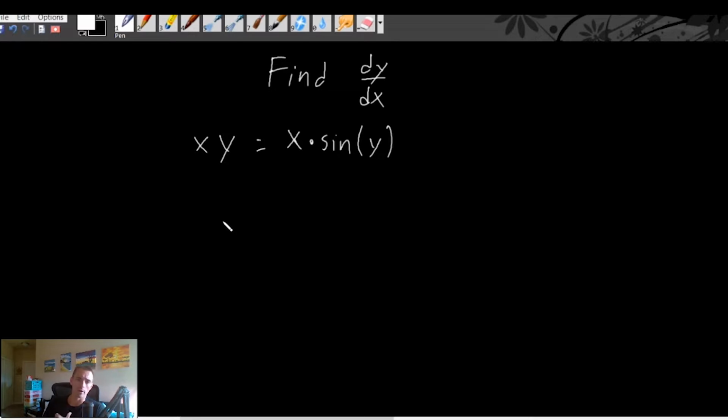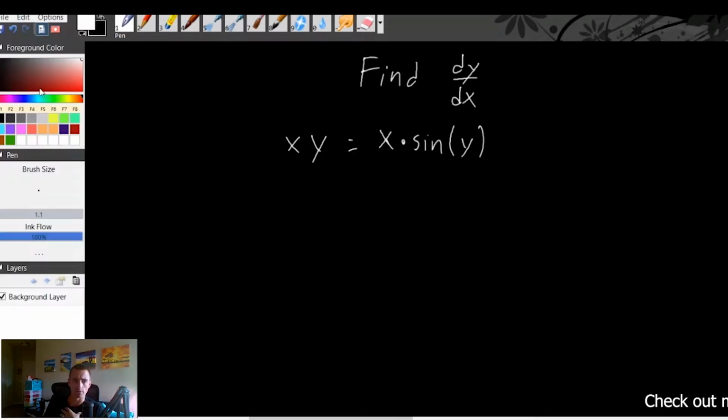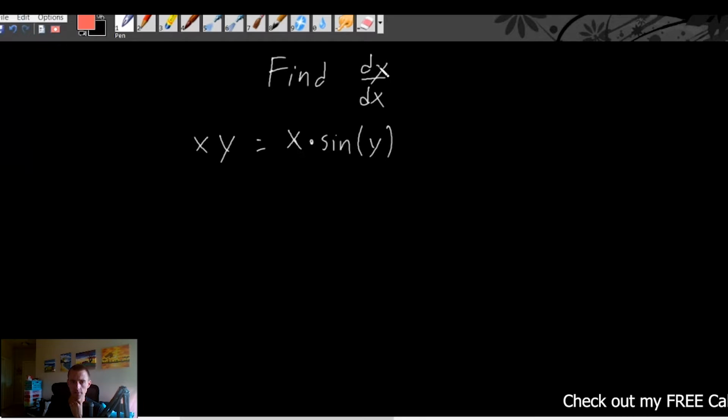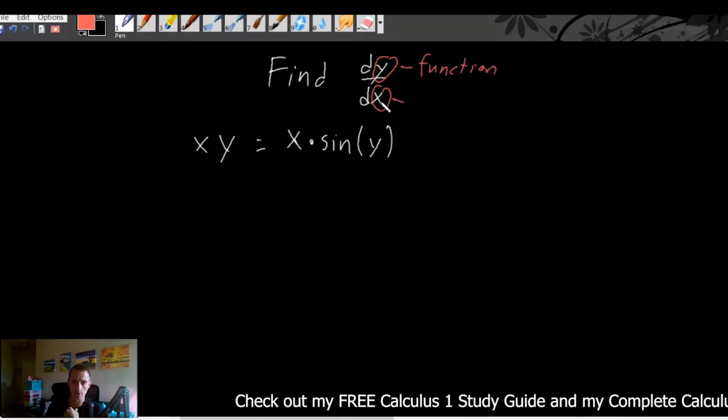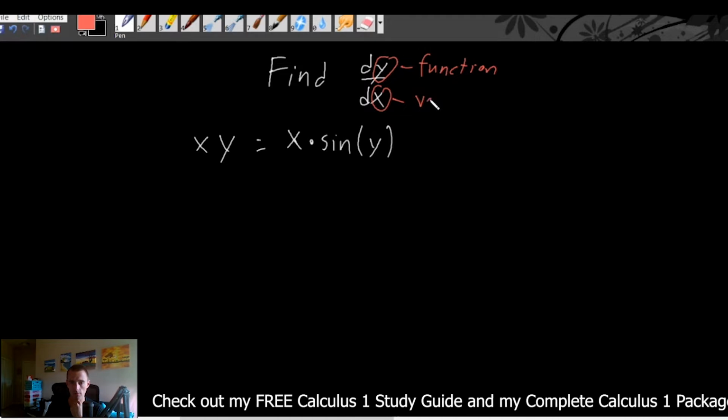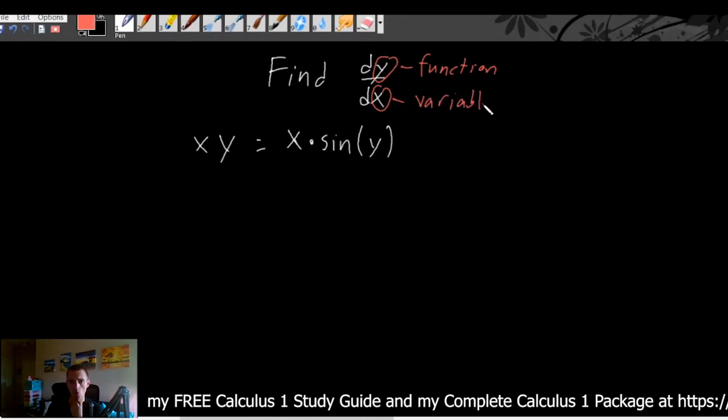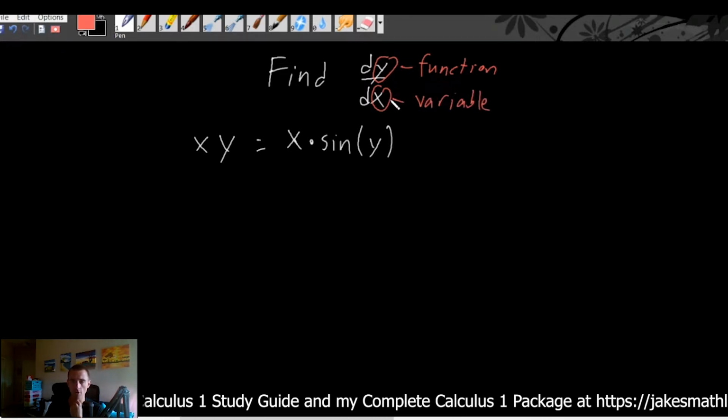First thing you want to do is figure out what is your variable, what is your function. Well, looking at this problem, it's telling us that we need to find dy/dx. Whatever is up at the top of our equation, in this case it's y, that's going to be your function, and whatever is down here on the bottom is going to be your variable. So basically what that tells us is y is a function of x.